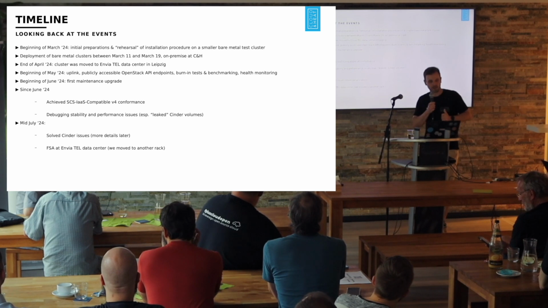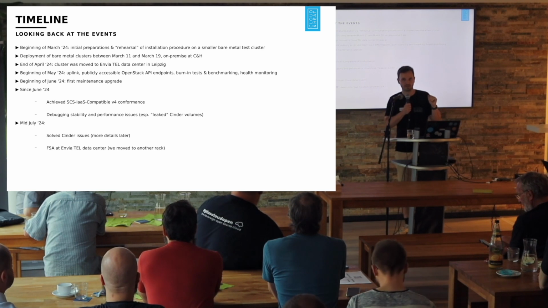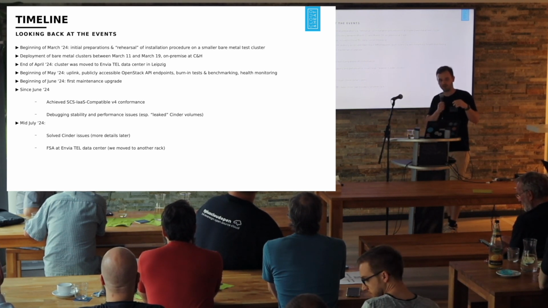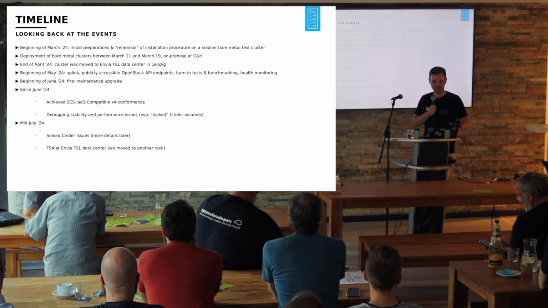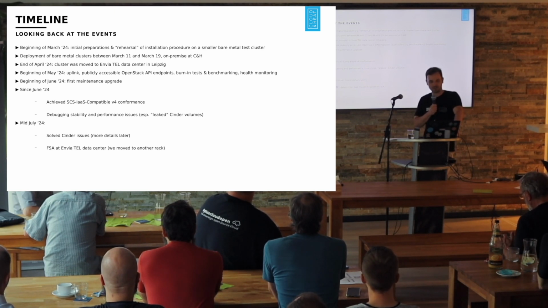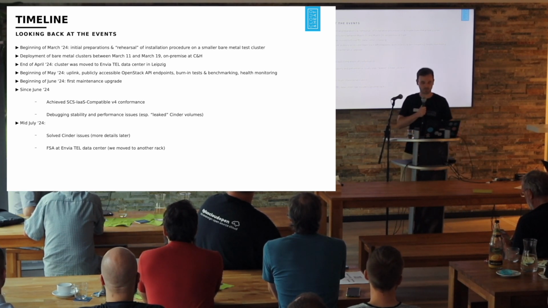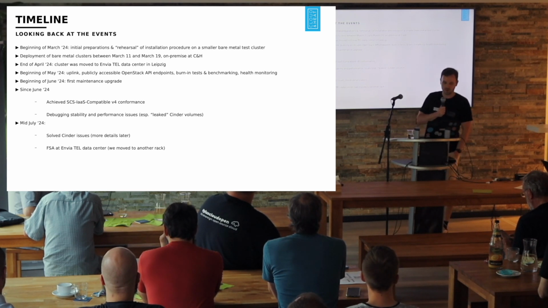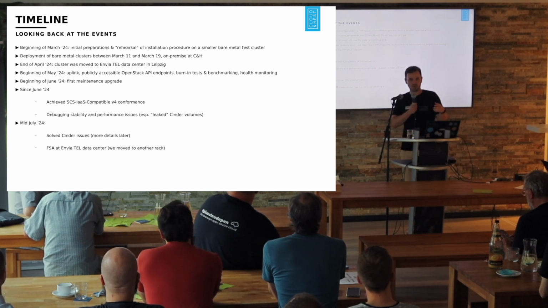So then looking back at the timeline, how we built this cloud. So this is actually a pretty new project. And also for me, I joined the SCS in February. So this is one of the first things that I basically did with the SCS. At the beginning of March, we had some initial preparations, and we also did a rehearsal installation on a smaller test cluster, which was also bare metal. And then we took basically a week in March between 11 and 19 and did an on-premise deployment on the actual hardware, which is now also running in production.